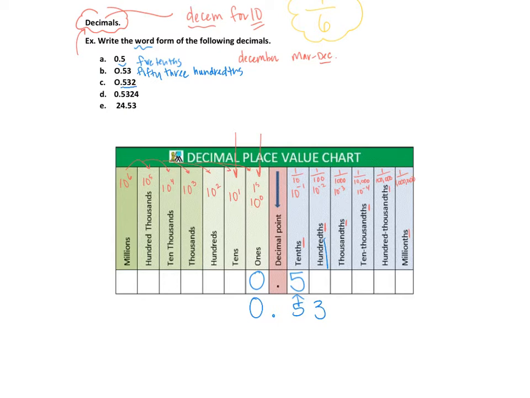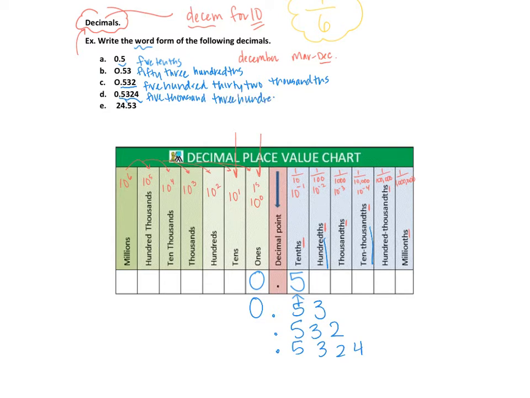So when we look at the 0.532, that ends in the thousandths, so we read the number like normal, 532, and now we say these are thousandths. Then we have 0.5324. We go to the ten-thousandths now. So we have 5,324 ten-thousandths.